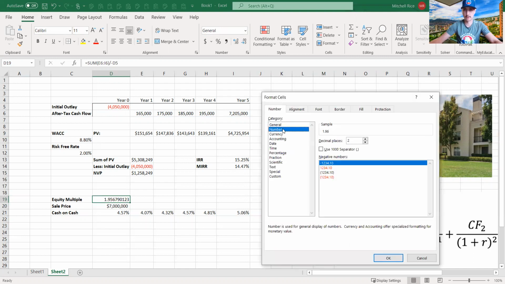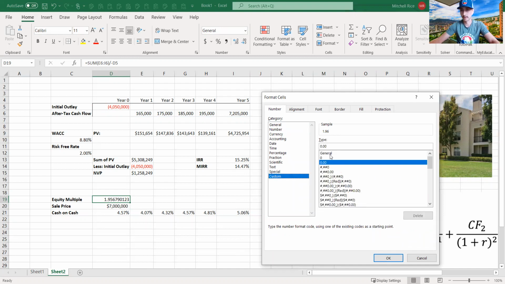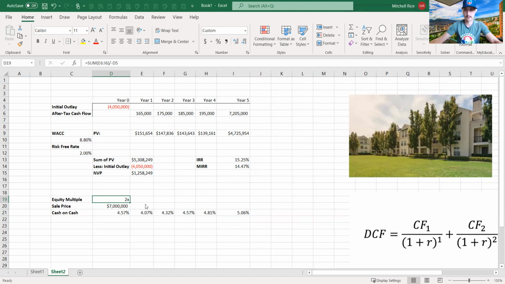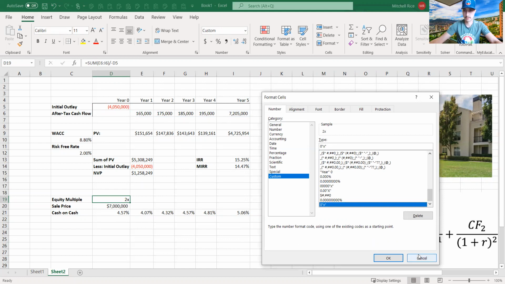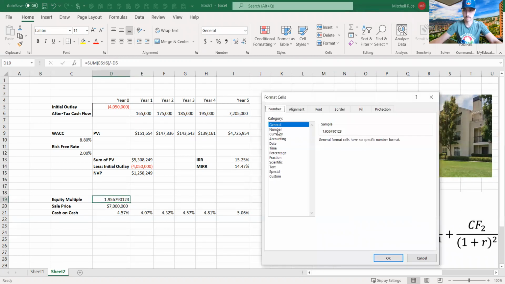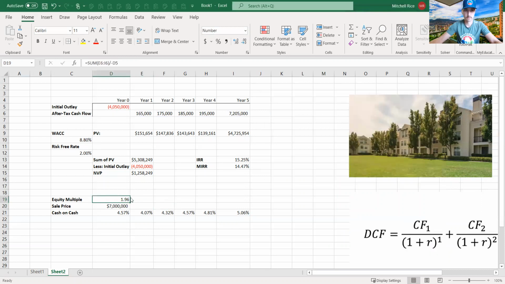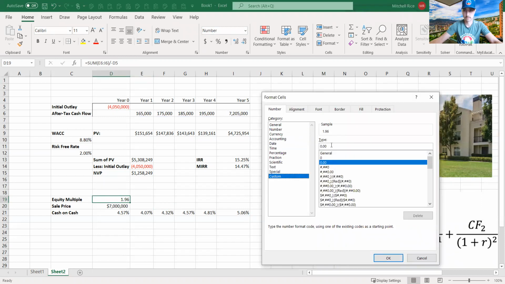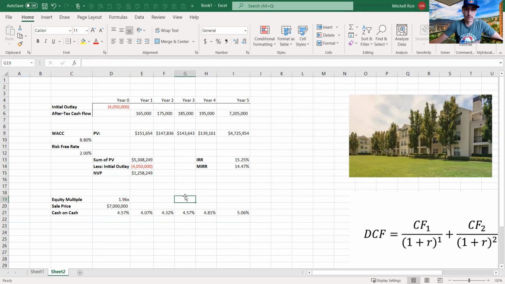Let's do number. Let's just take it to 2 decimal places. Actually, let's do custom. That way we can do a little X. And then take it to, oh shoot, it's not gonna let me do decimal places because I want those. Let's delete that. Let's try this. There we go. Okay, so a 1.9x equity multiple means that we almost doubled our equity on this project.